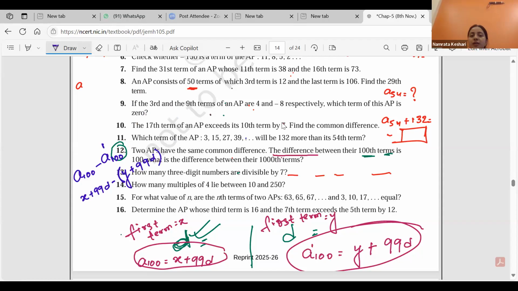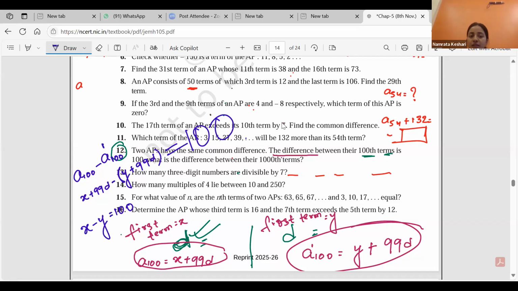The difference between their 100th term is 100. It is given in the question, it is 100. Now what are you getting after opening the bracket? You are getting x - y = 100. Just keep this value as it is. x - y, you know it is 100.